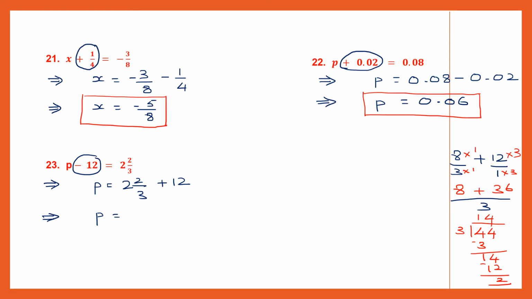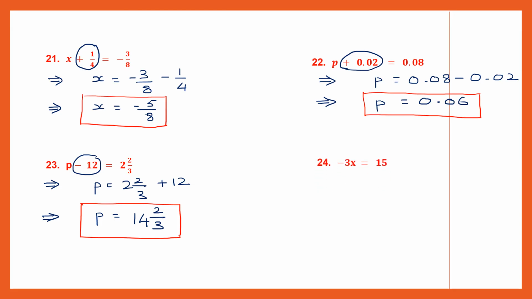So what do we have here? Now when we write everything together, we have 14, 2 by 3, which is a mixed number. So we have found the value of p in this question to be 14, 2 by 3. So the final answer, p is equal to 14, 2 by 3.